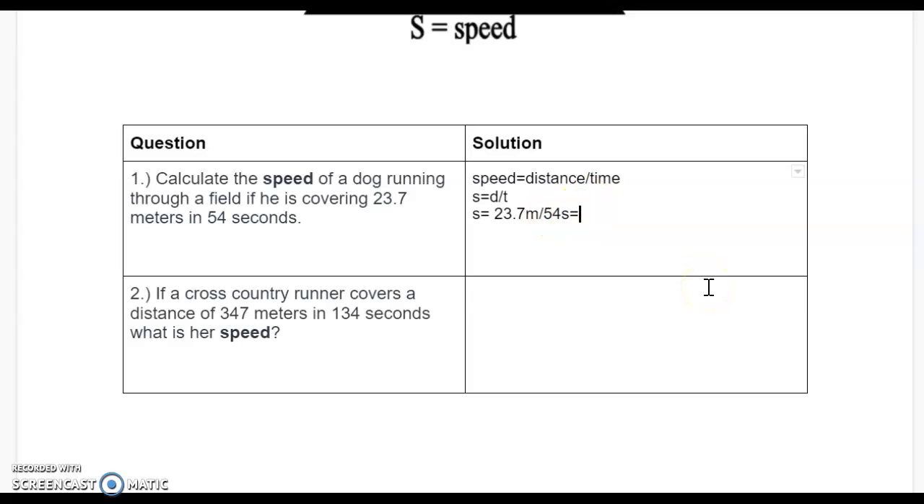If I do 23.7 divided by 54, I get 0.44 meters per second. I got meters per second because I took my distance and I took my time and I put them together to create meters per second. Remember, distance always is going to go in the front.